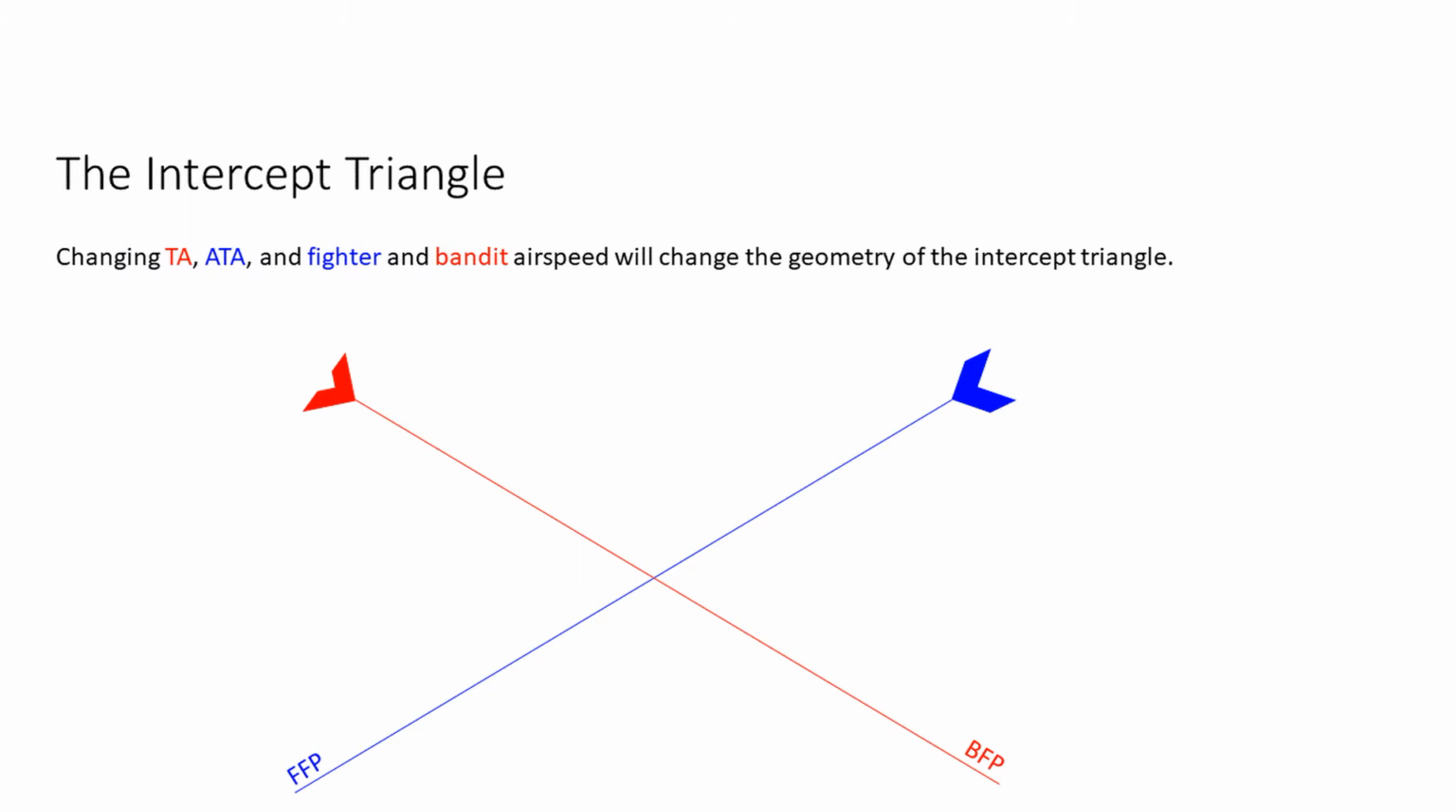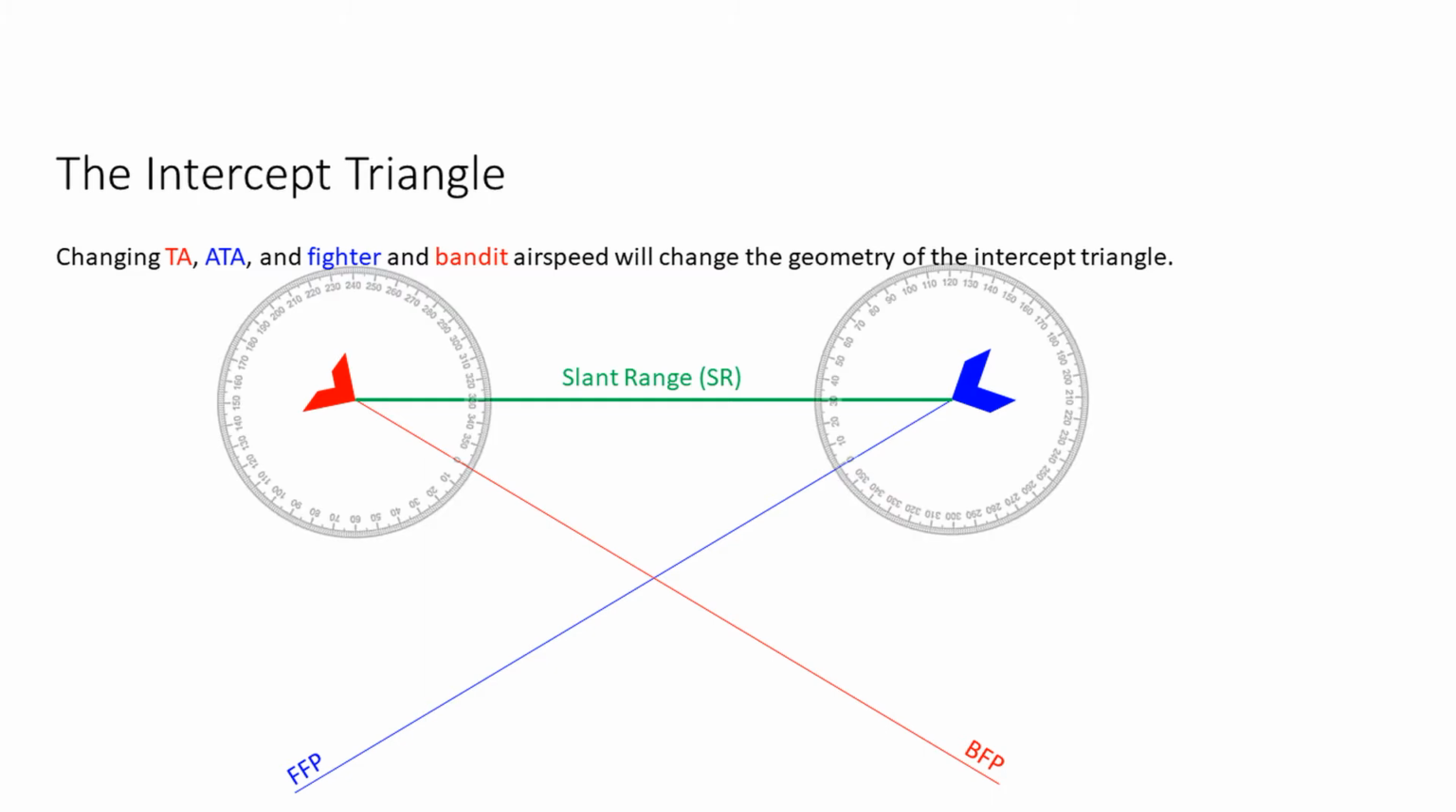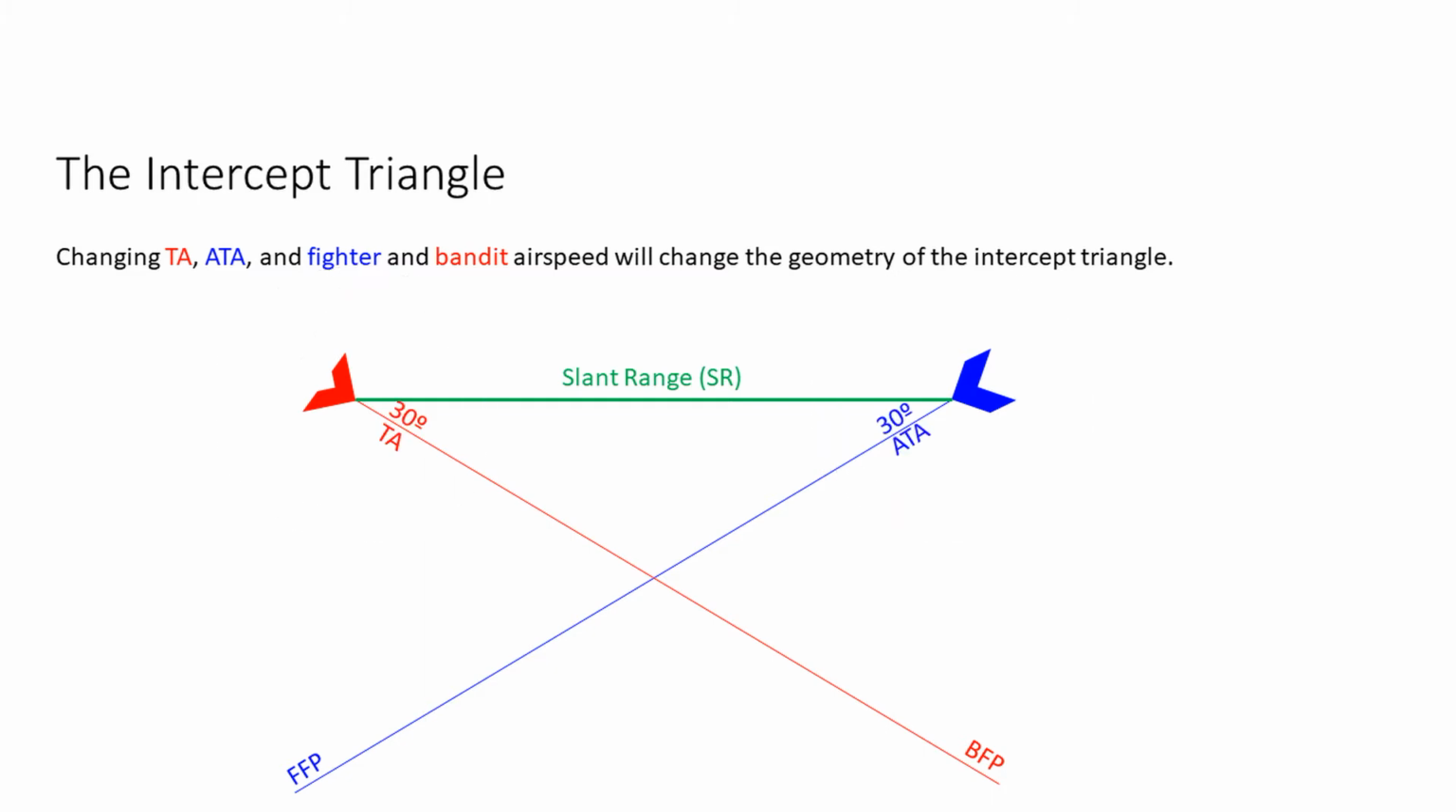So both parties involved here, both the fighter and the bandit, can change the geometry of the intercept triangle. They can do that either by adjusting their airspeed or changing the target aspect or antenna train angle. And we'll just throw the slant range in there for fun. It took me like an hour to make those, so we're gonna put them in there too. And then take them away because they're really distracting. And what we're left with is the 30 degrees of target aspect and antenna train angle.